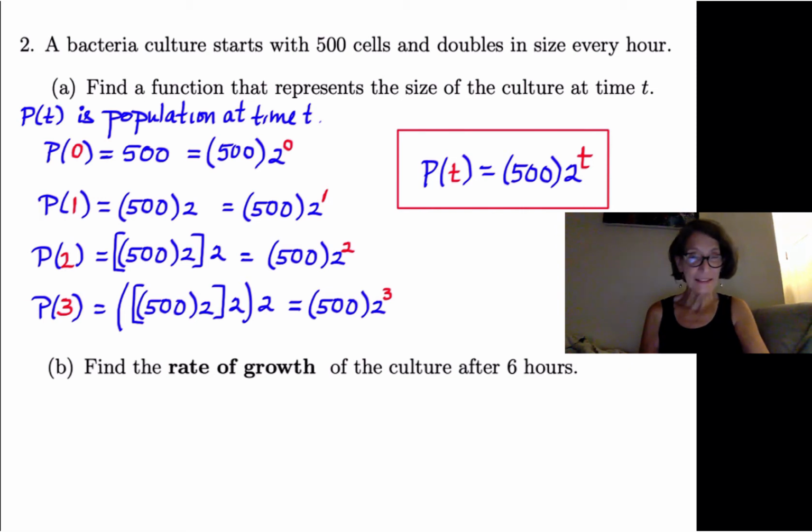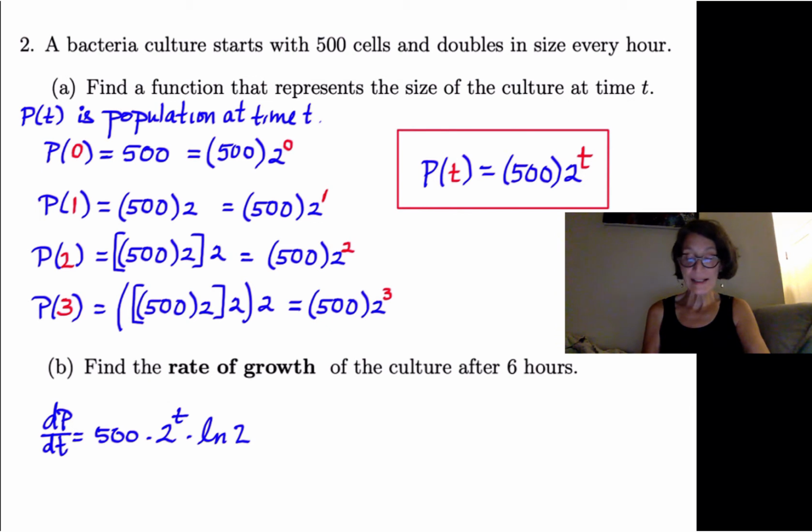All right. So now let's find the rate of growth after 6 hours. So first let's just find a function for the rate of growth by differentiating. So dp/dt, the derivative of the function p with respect to time, is going to be 500 times the derivative of 2 to the t, and the derivative of 2 to the t is just 2 to the t times natural log of 2.